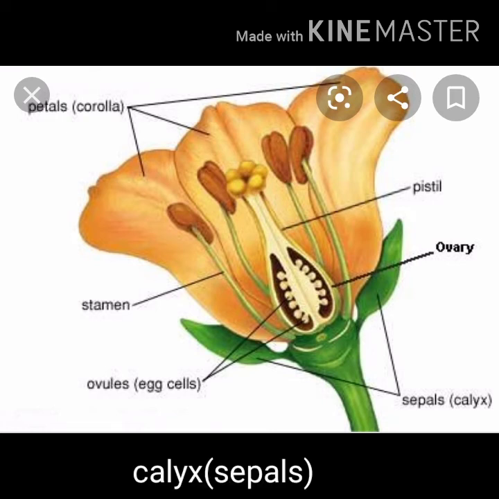Some flowers show fused sepals, that is a fused calyx. Others show free sepals, that is a free calyx. What is the main function of the calyx? The calyx protects all the other inner parts of the flower, especially during the bud condition. Because of its green color, the calyx is able to engage in photosynthesis.